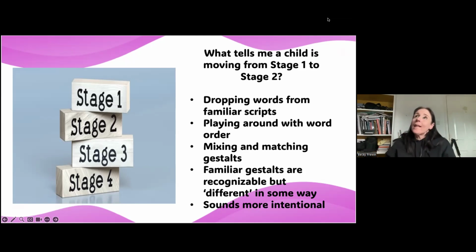I think when you start to get that feeling that a familiar gestalt is still a familiar gestalt, we still recognize it, but it just feels different in some way. You may not be able to put your finger on why that gestalt sounds different. You may just be like, that's the one they always say, but something's changed. It might be the intonation, maybe it's a bit more clippy. I don't know, but you will just get this sense that something is changing. And often they just sound more intentional, so they sound a little bit more like the child is trying to get a message across.